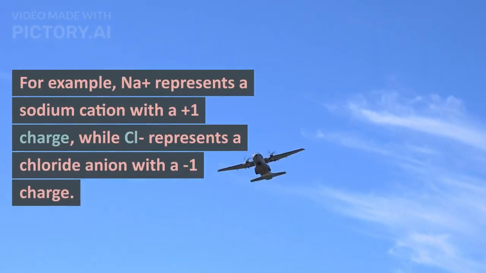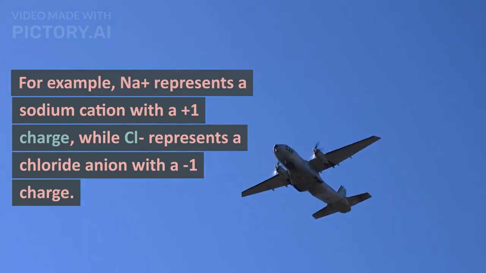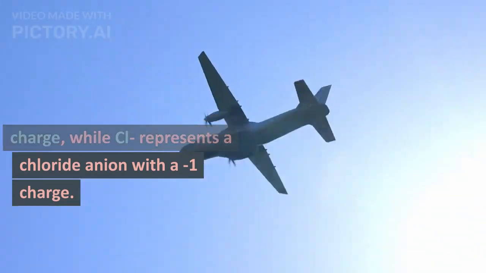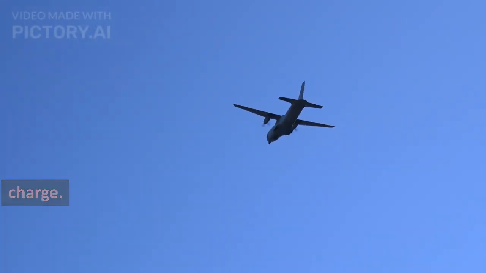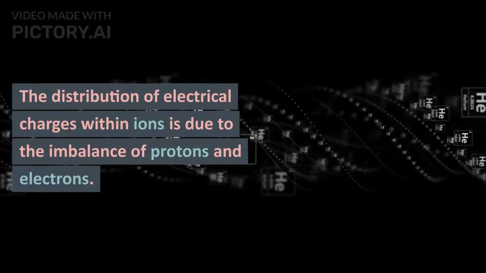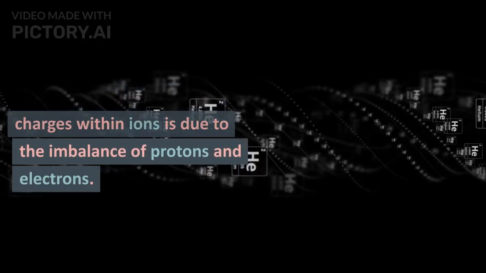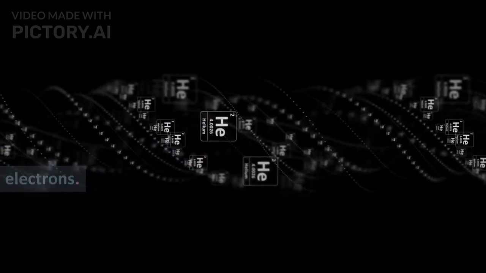For example, Na+ represents a sodium cation with a +1 charge, while Cl- represents a chloride anion with a -1 charge. The distribution of electrical charges within ions is due to the imbalance of protons and electrons.